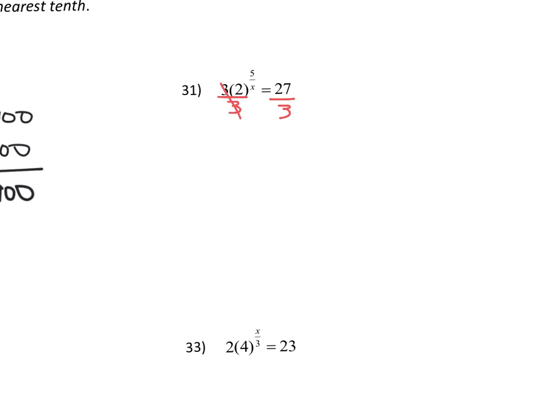Okay, so those cancel, and it leaves us with 2 to the 5 over x power equals 9.